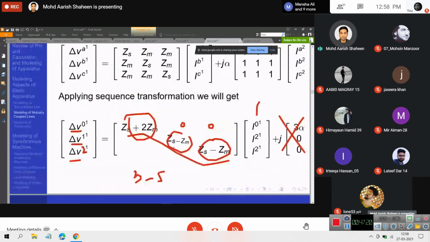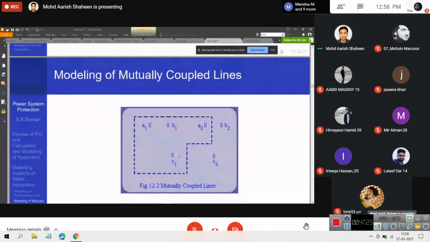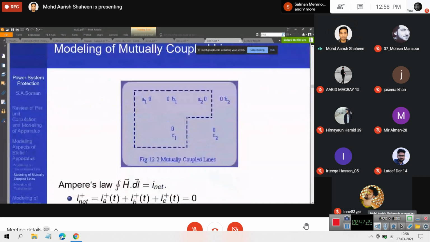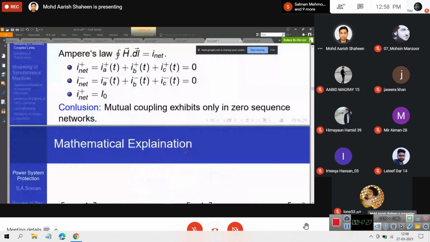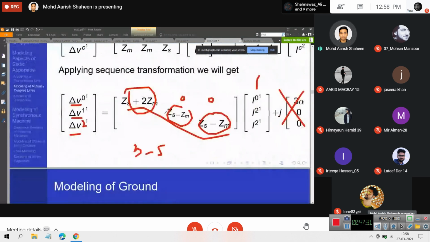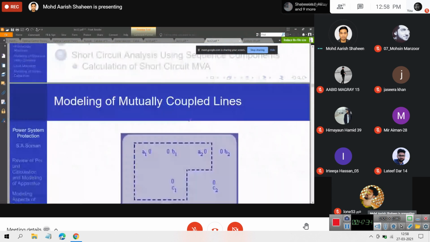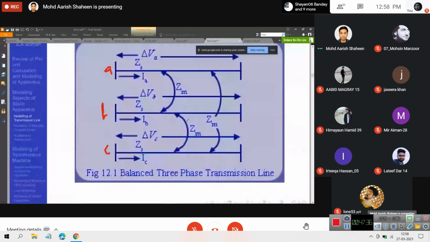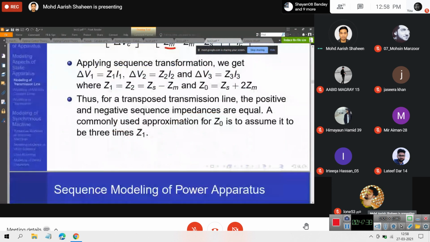Why is that so? The physical explanation is given here. Anyway, okay, let's drop this mutual coupling and all that. Let's go directly to this network. Because if you look at a network like this, where did it go? I had drawn it somewhere. Oh, okay, it is here.